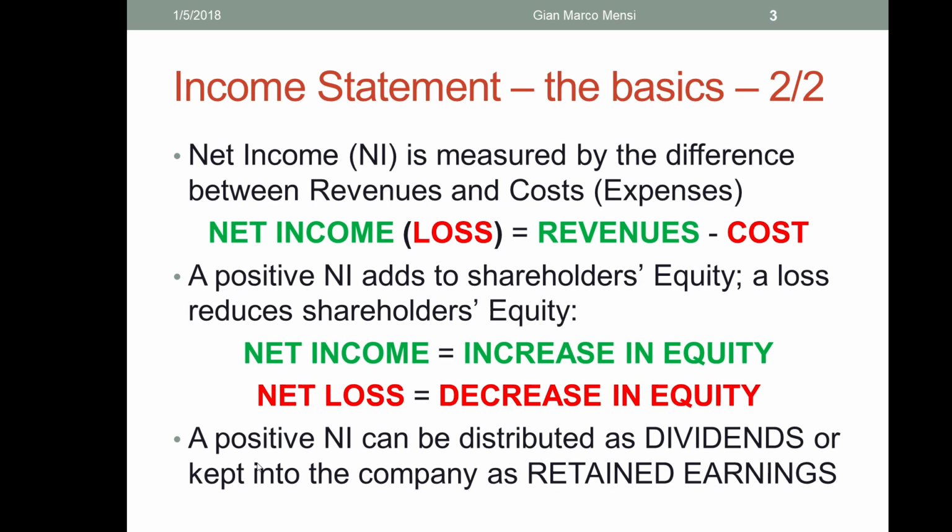Another important thing to know is that net income adds to shareholders' equity, whereas a net loss subtracts from shareholders' equity. So, positive net income, once you have it, you can distribute as dividends, i.e. pay out some of the money you've made to your shareholders, or you can keep it in the firm in the form of retained earnings.